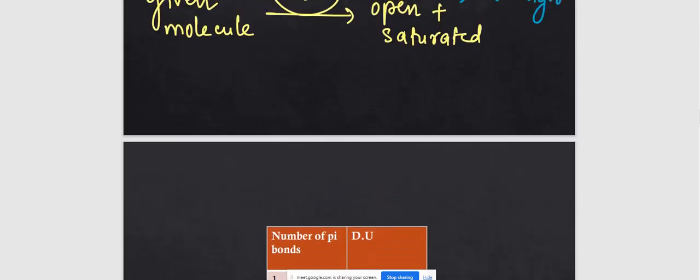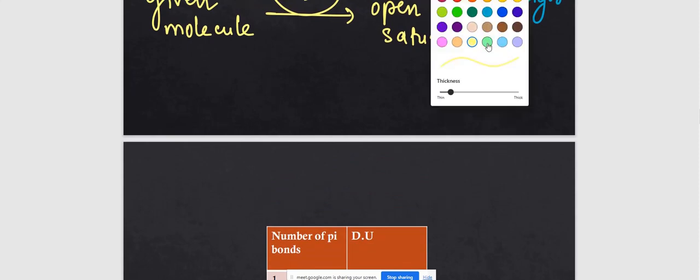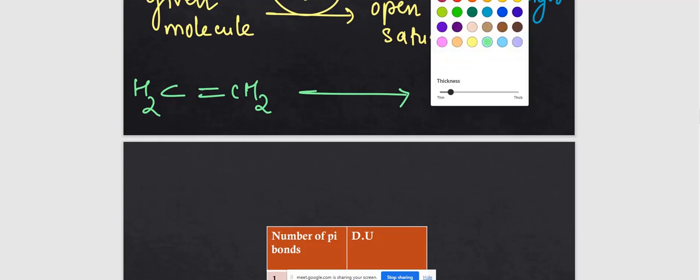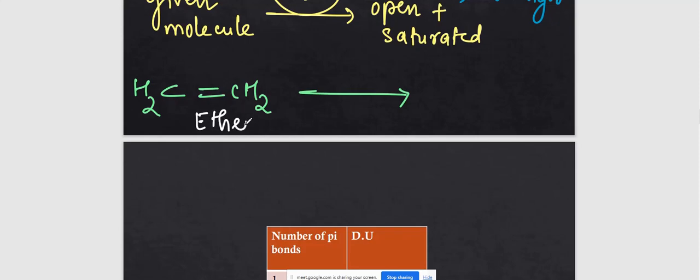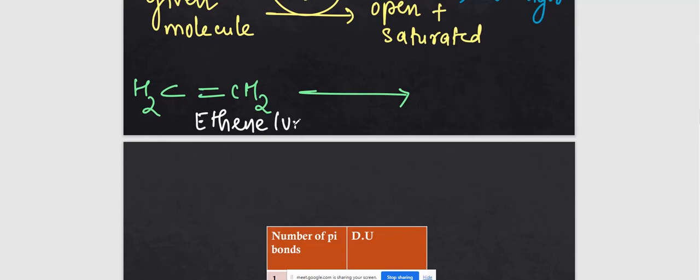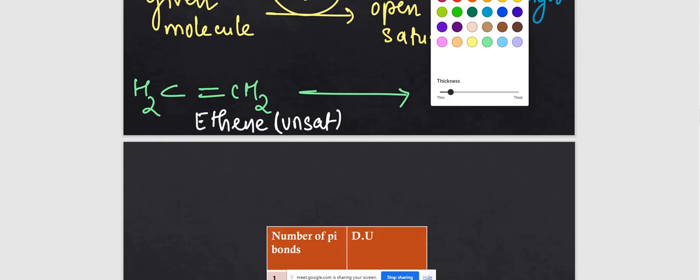Okay, we'll do an example so that you'll understand. For suppose, I'll just take CH2 double bond CH2. Can you tell me the name of this molecule? Ethene, because it is having 2 carbons and it is having double bond. Now I just want to convert this ethene into saturated compound. Ethene is having double bond, so this is an unsaturated compound, right? Now I just want to convert this into saturated form.